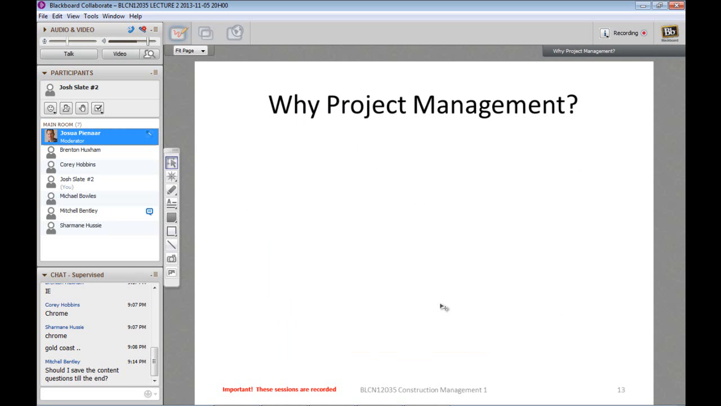So we might just jump off there, and using the chat function, why do you think project management is such a big thing in the world at the moment? Maybe just write one sentence there in the text box using the text functionality. Why do you guys think that project management is a good thing to use?